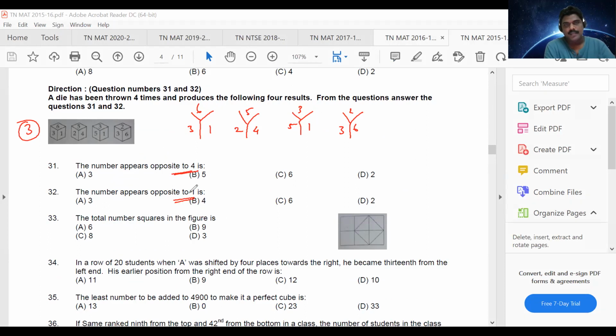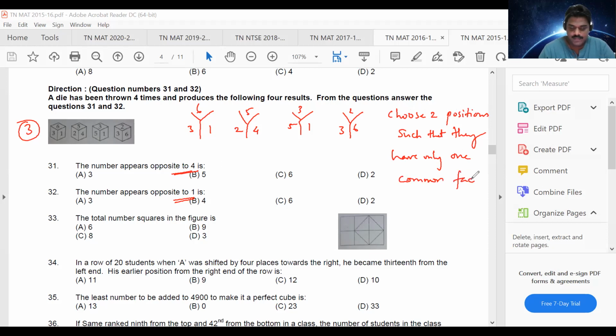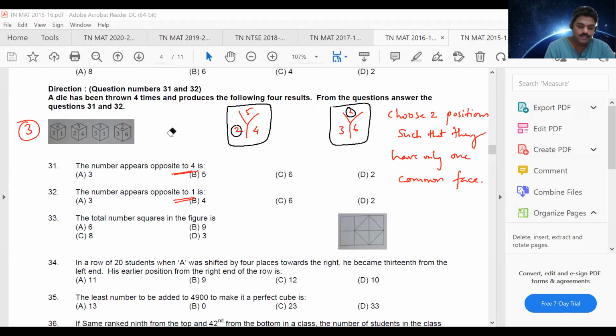So whenever you come across these type of questions, what I would suggest you to do is choose 2 positions such that they have only one common face. They have only one common face. If you observe over here, this particular position and this particular position have only one face common, which is 2. So I don't need the other ones, so I'm taking them off.